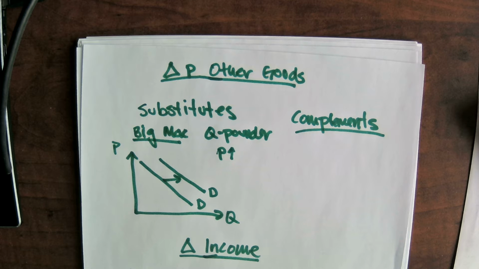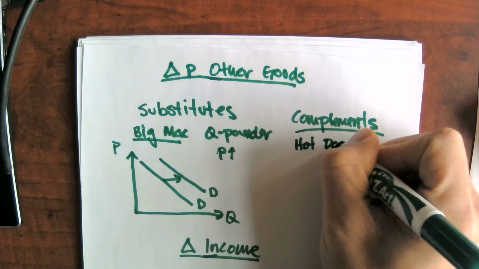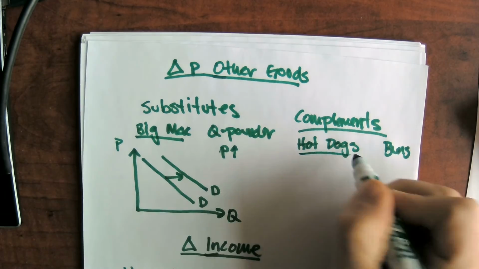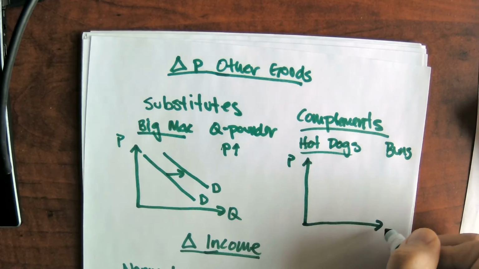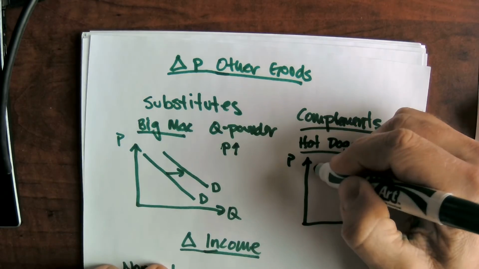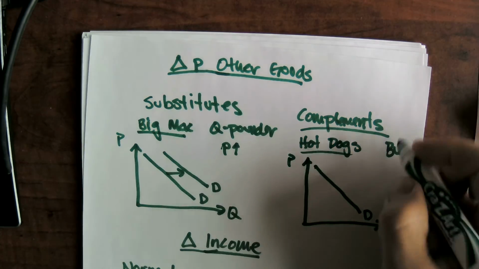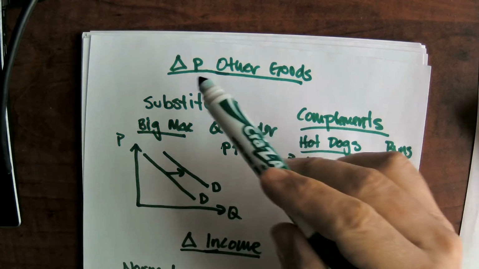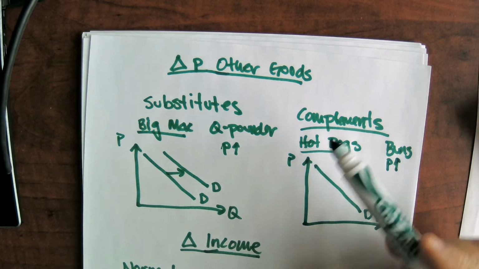Now, if they're complements, think about how this would work. What's an example of complements? The most classic one, we get hot dogs and buns, right? So again, let's draw the market for hot dogs real quick. Price and quantity of hot dogs, and a downward sloping demand curve for hot dogs. Let's think, what happens if the price of buns goes up? If the price of the other good goes up, how's that going to affect the demand curve for hot dogs?